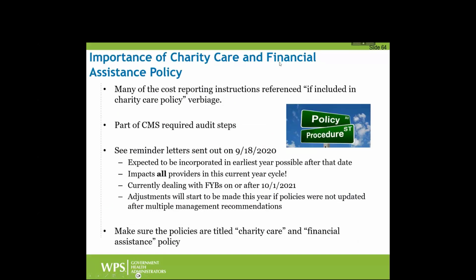Now we get to the charity care policy. And actually, before I do this, let me take a look at the questions.